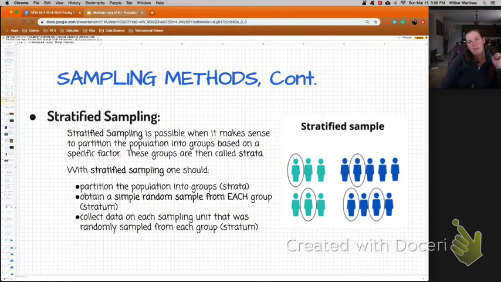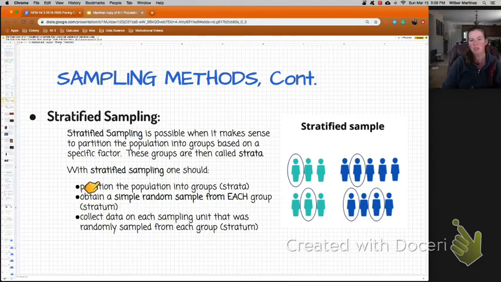Another type of sampling is stratified sampling. So this prefix strata is important. You may have heard it before in other contexts. So stratified sampling is possible when it makes sense to partition. Partition means to divide the population. It means to partition the population into groups based on a specific factor. And again, these are called strata.